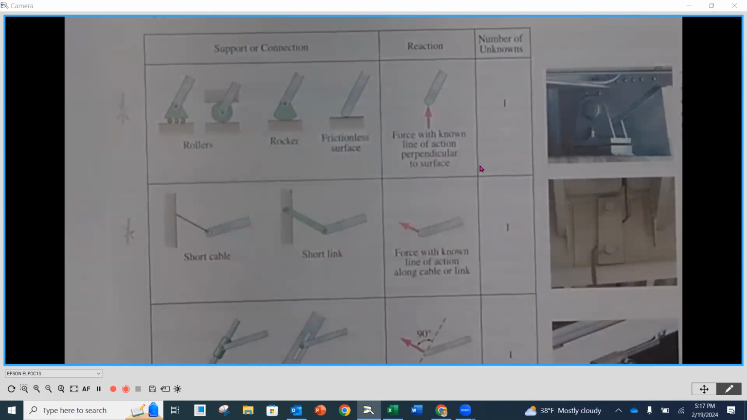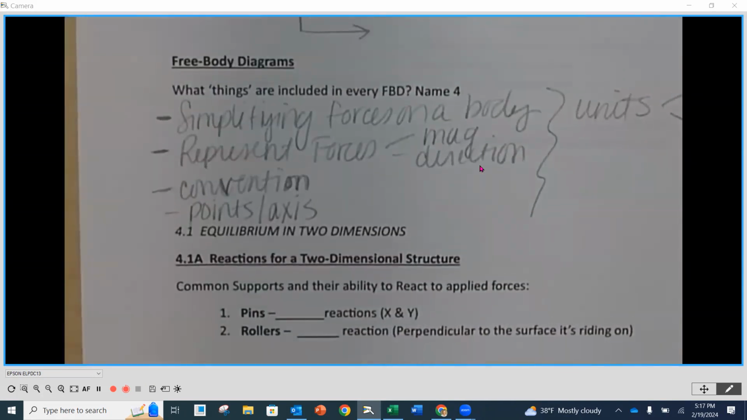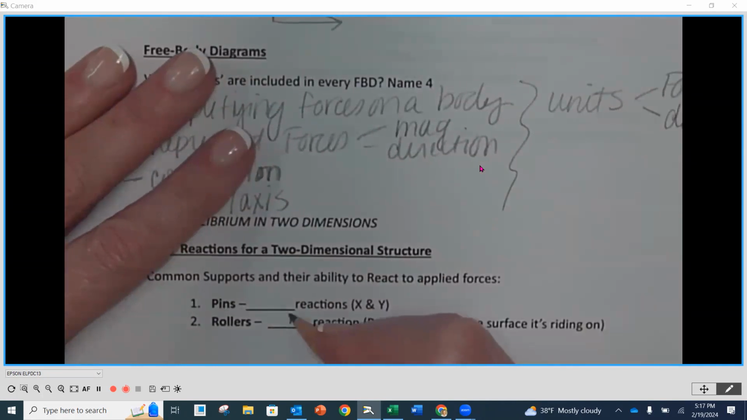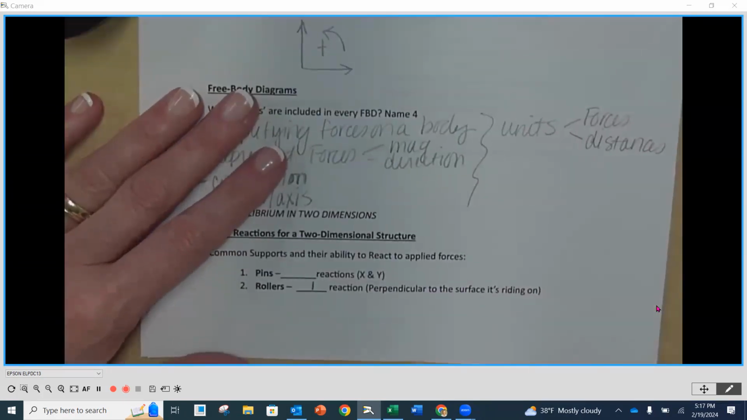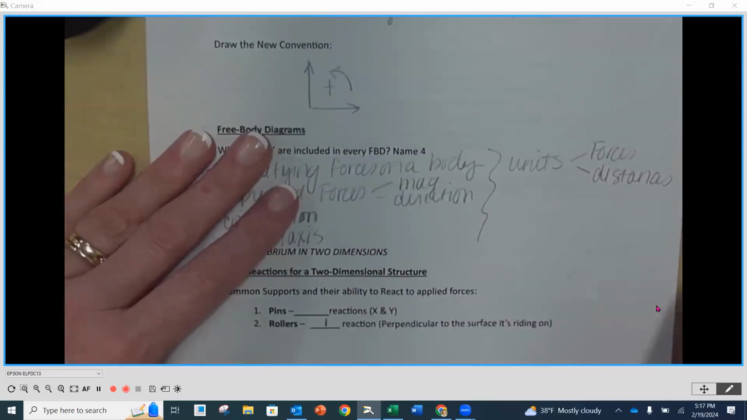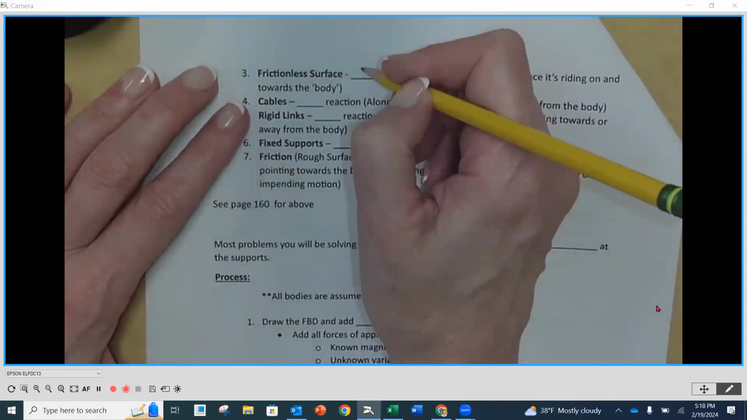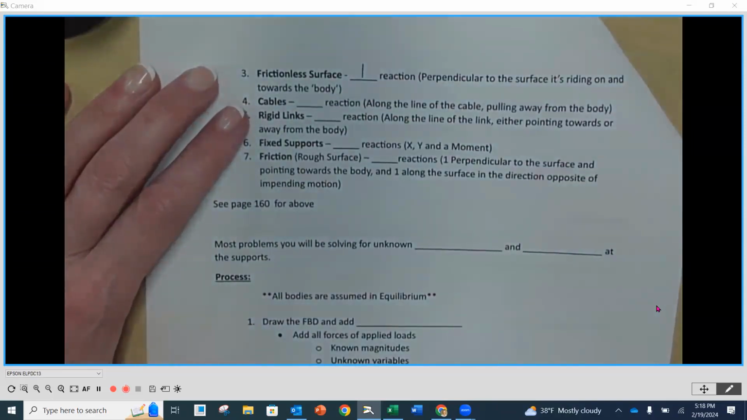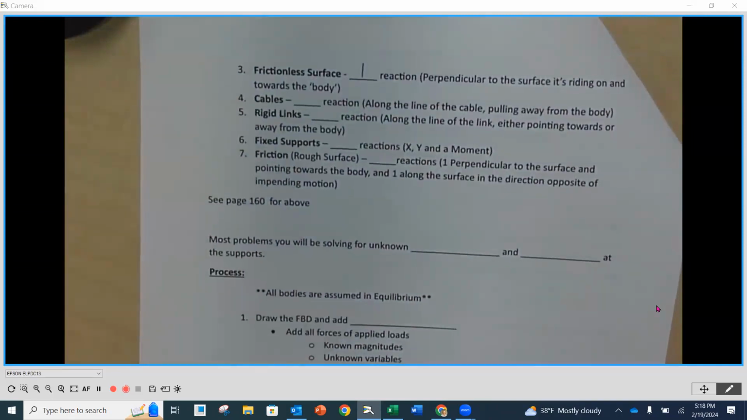Okay. So if we look here in this second part, you're going to notice that on number 2 for rollers, there's going to be one reaction perpendicular to the surface that it's riding on. Okay. I didn't put them in order. I put them in the order when I did it in what I was thinking, not in the order that's here. And then there's another one on the next page. A frictionless surface, which is the other one in that very first category, is going to also have one reaction, but it's going to be perpendicular to the surface it's riding on, and it's going to point towards the body because it'll be in contact. Okay. So that's our first line there.